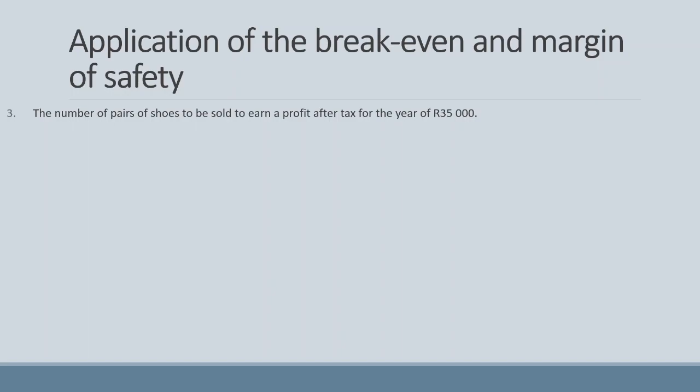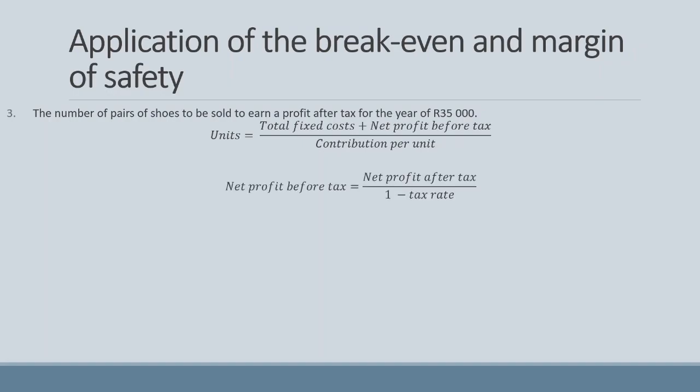Our next required is to calculate the number of pairs of shoes to earn a profit after tax of 35,000 Rand. Again, we have a fixed target profit to be achieved, so we know that we must treat it like a fixed cost and add it to the numerator in our formula. However, notice this time that the target profit we are given is after tax. Therefore, we first need to gross up the target profit to determine our profit before tax. To do this, we can take the net profit after tax and divide it by 1 minus the tax rate. This will give us a net profit before tax of 50,000 Rand.